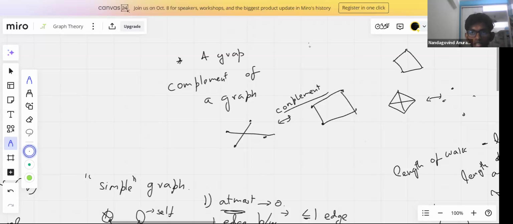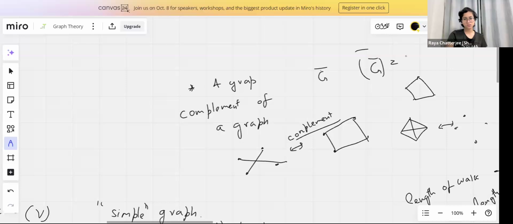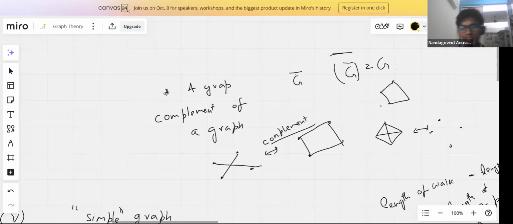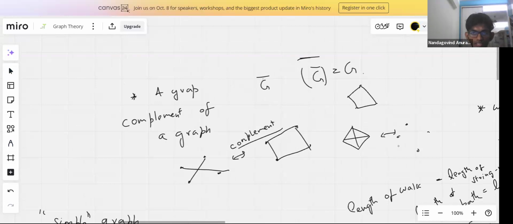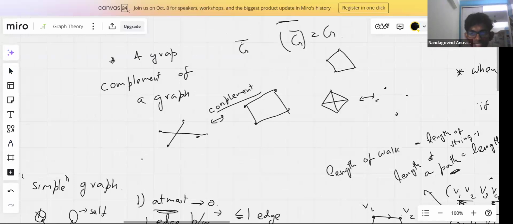Note that if I denote the complement of graph G with G dash, then G dash whole dash is G again. That's a nice property to know sometimes. Does this make sense so far? Yeah, it does.